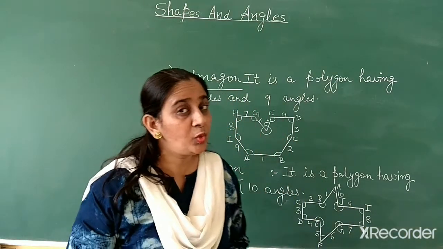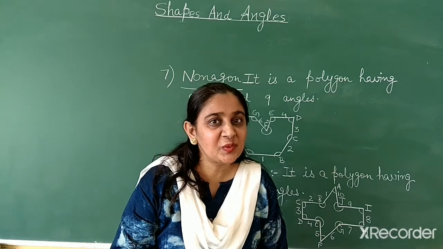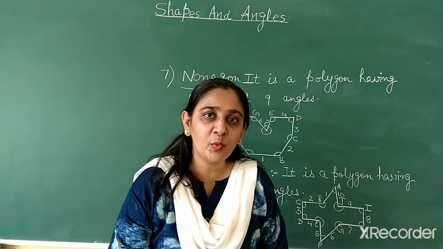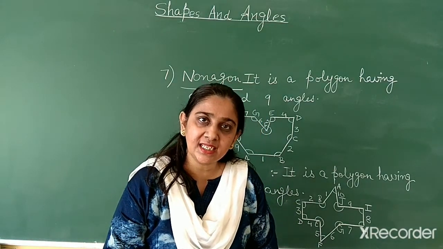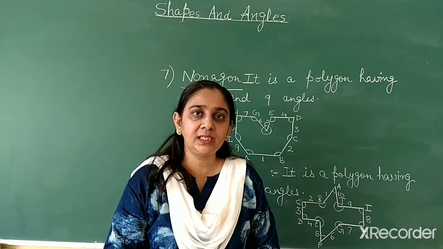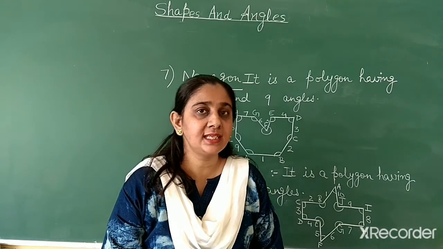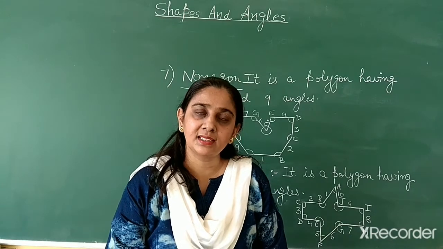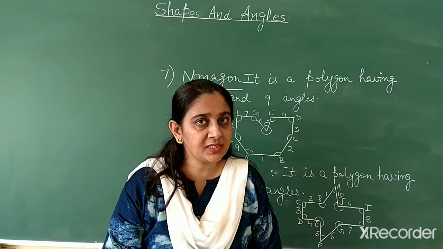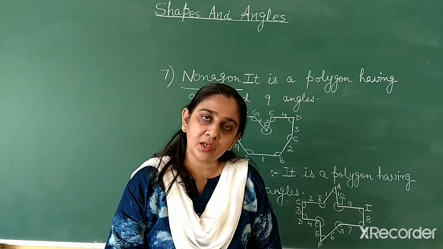Now children, one more information. Do you want to know what we call a polygon which is having 11 sides? A polygon with 11 sides is called as heptagon, and a polygon with 12 sides is called as dodecagon.